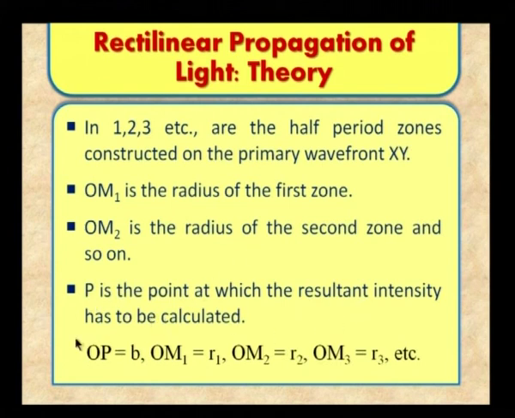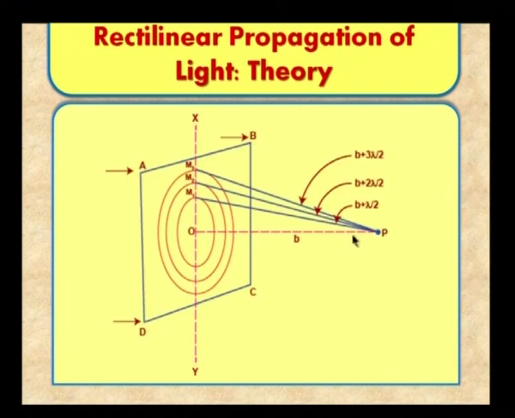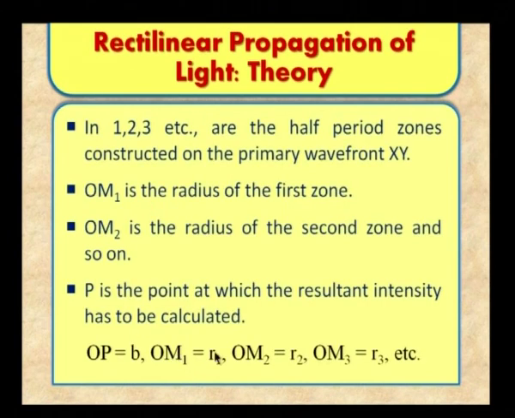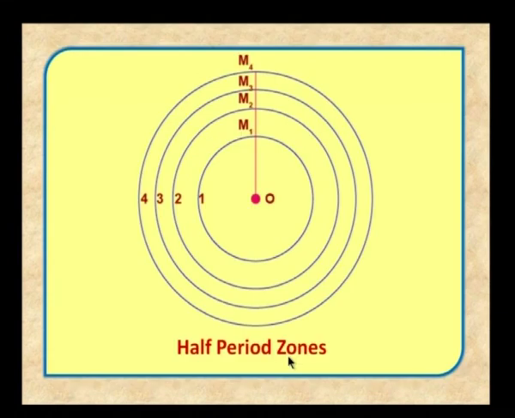P is the point at which the resultant intensity has to be calculated. OP is equal to B, OM1 is equal to R1, OM2 is R2, OM3 is R3, etc. Now, the light has come here, and we want to find the resultant intensity of the light that you have got here at the point P. That is what we have to find, where the plane wave front is divided into a number of half period zones. You have the first half period zone, the second half period zone, third half period zone, fourth half period zone, and so on.